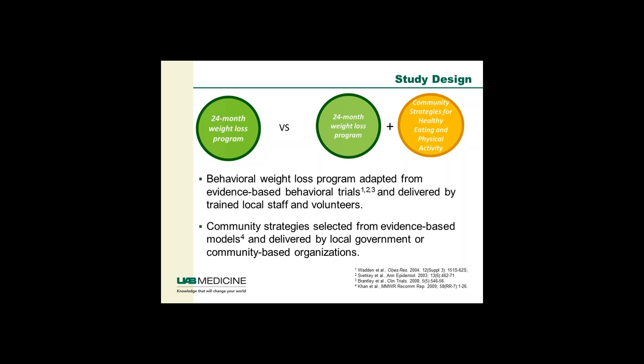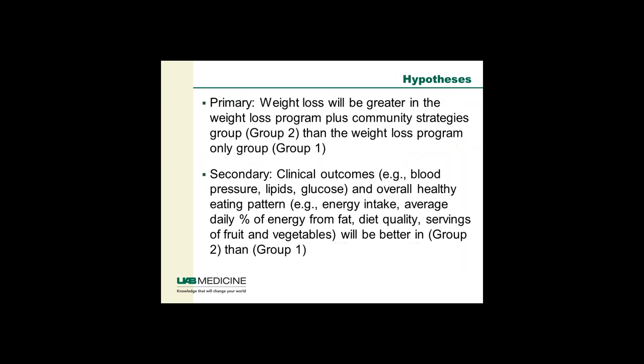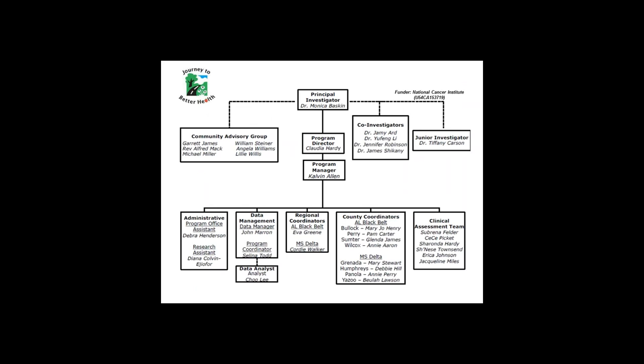And then we also knew around the same time we were writing the application that there were all these community-based strategies that came out. CDC came out with a whole document about how it's not just the individual but the community. So what we're thinking is more bang for the buck is when you have that group-based program plus community strategies, those are the folks who are likely to do better, get more weight loss, and maintain it over time. So our primary outcome hypothesis is that weight loss will be greater in the weight loss program plus community strategies, group two, than group one, which just has the group weight loss program alone. And then we're looking at clinical outcomes: blood pressure, lipids, glucose, healthy eating pattern, physical activity, and so forth.